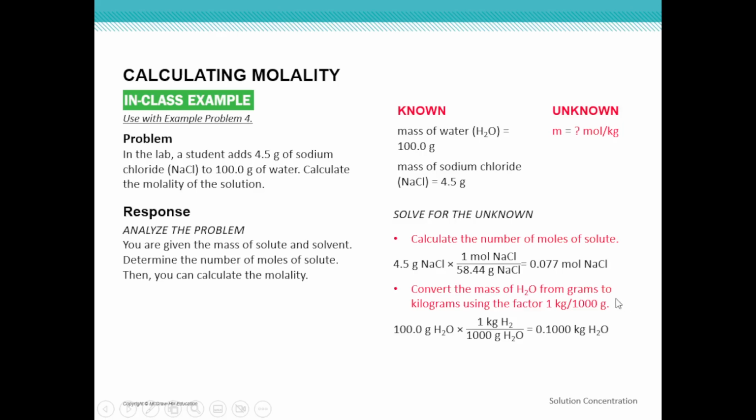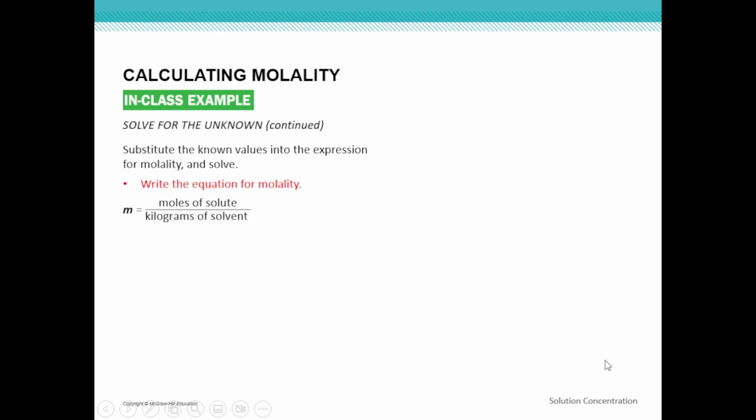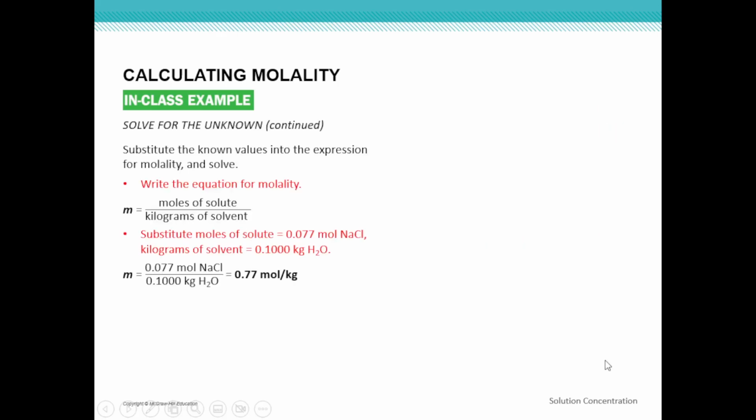Then we also need kilograms of solvent in the denominator, 100.0 grams. 1,000 grams for every 1 kilogram, so we're effectively moving the decimal 3 to the left when we go from grams to kilograms, and we get 0.1000 kilograms of water. Moles of solute in the numerator, kilograms of solvent in the denominator. We just need to divide these. And we get 0.77 moles per kilogram.